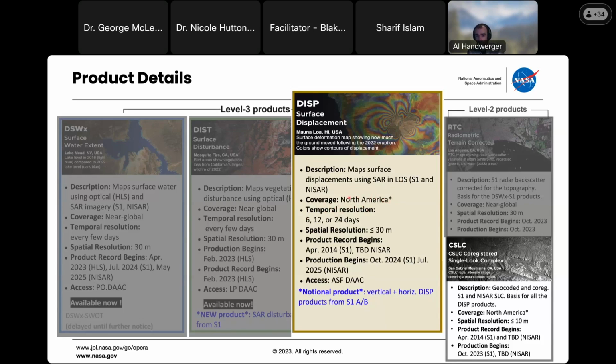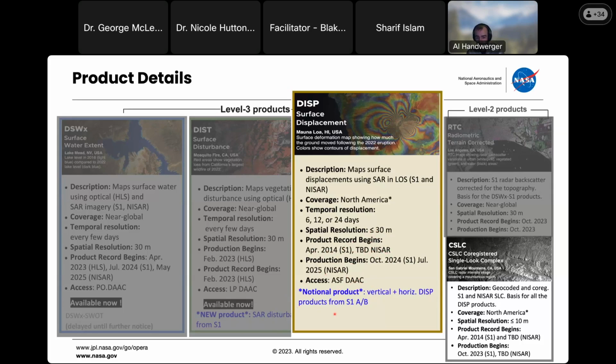The temporal resolution of this product will be 6, 12, or 24 days. This depends on the acquisitions from the satellites. It's a high spatial resolution of less than 30 meters. And different from the first two products, the record is actually going to go back to the full historical period, so we can make long time series of surface displacement. For Sentinel-1, that goes back to 2014. NISAR is TBD because it's not yet launched, but it will be sometime next year. And all of the radar data are actually available through the Alaska Satellite Facility DAAC.